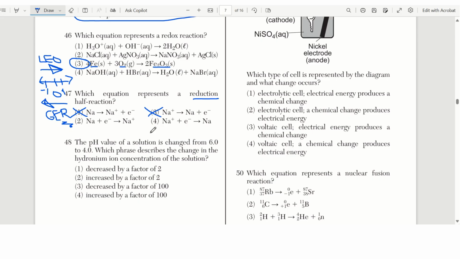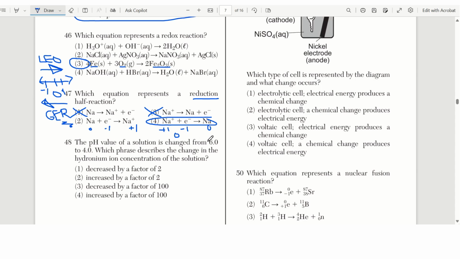Okay? Now I have to decide which of these two is correct. So now I check: does charge balance? 0, -1, +1. No, those two sides are not equal. What about this one? +1, -1, and 0. Yes, because +1 and -1 equals 0. So we had to have electrons on the correct side of the equation, and we had to have balance of charge. Okay.